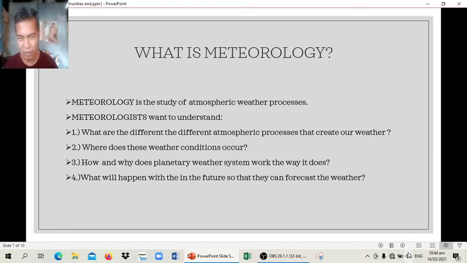Of course, meron silang mga gamit dyan para malaman yung bagyo. Ang iniisip ko, paano nilang nalalaman kung saan papunta yung bagyo? Yun ang pinag-iisipan ko pa hanggang ngayon. So, there is no more time for me to study that because meteorology is a very difficult course.